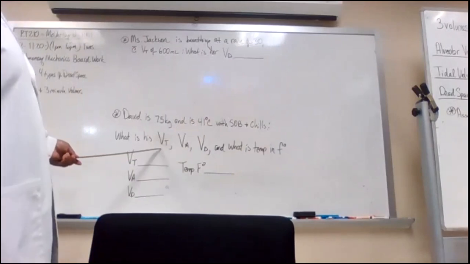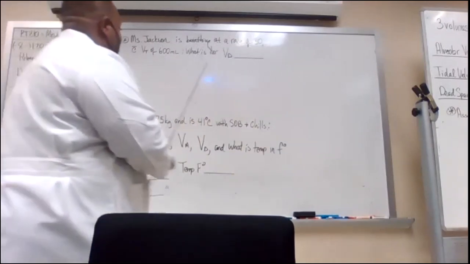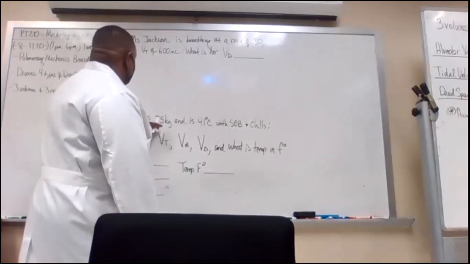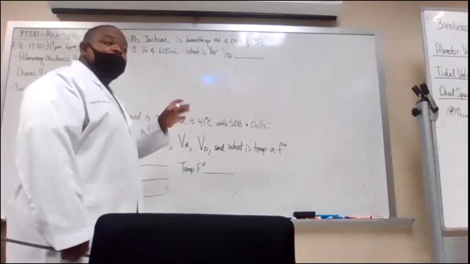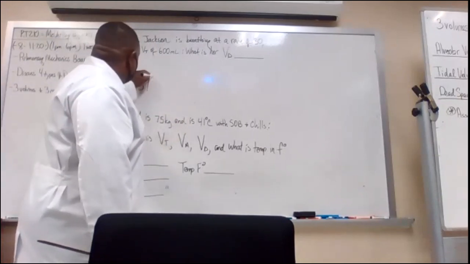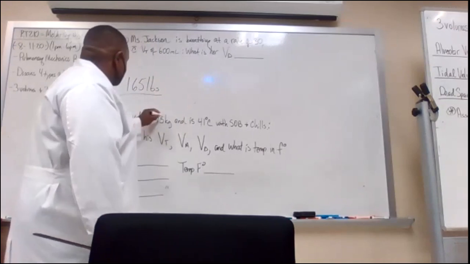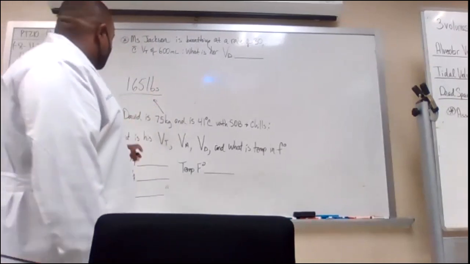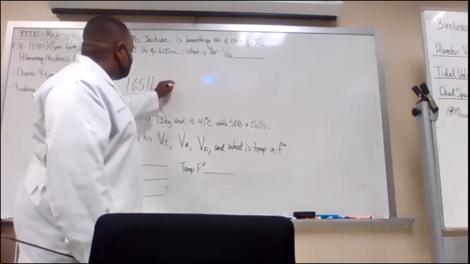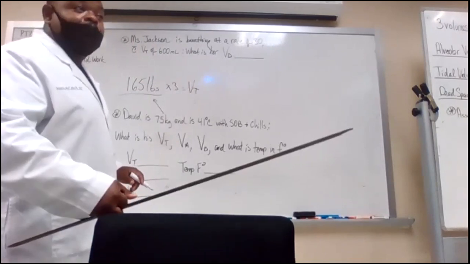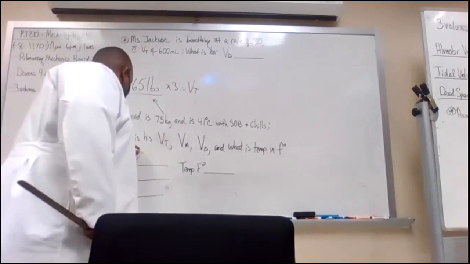So what is his tidal volume? Well, first we have to find out what his pounds are, because tidal volume is 3 cc's per pound. 75 times 2.2 to get pounds is 165 pounds. Okay? 75 kilograms is 165 pounds. So 165 times 3 gives us the tidal volume, which is what? 495?